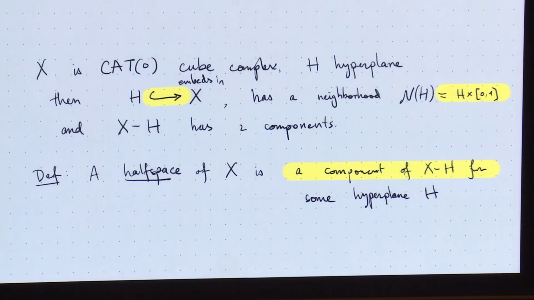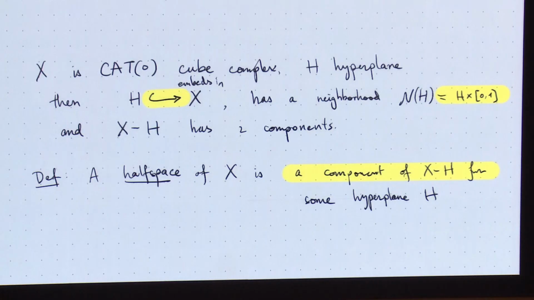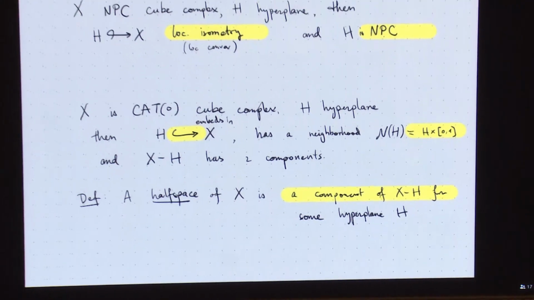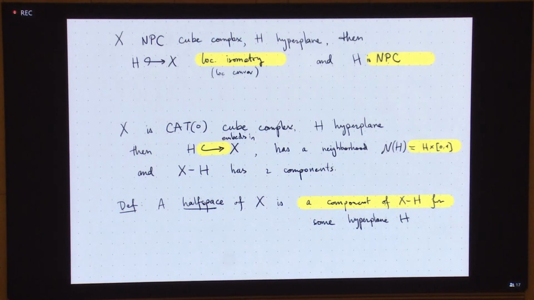What is X minus H? Just remove H from the space. Just to make sure that I'm with you, they don't need to be identical or isomorphic, the two halves. I didn't follow. What doesn't need to be identical? They need not be isomorphic, the two half spaces.